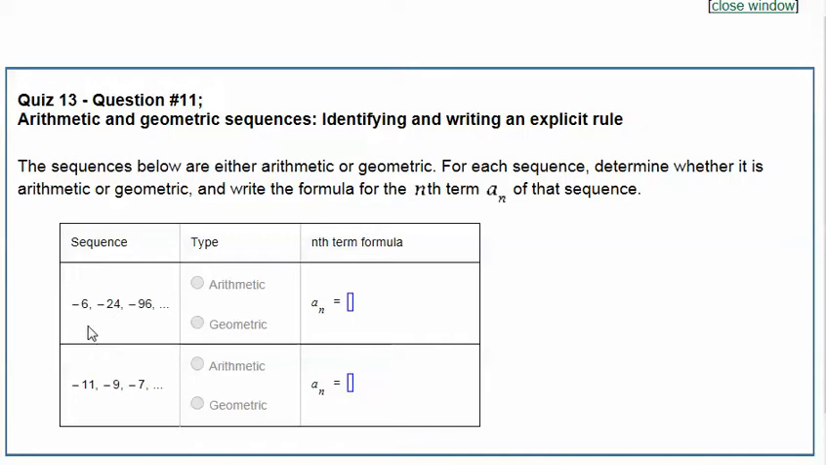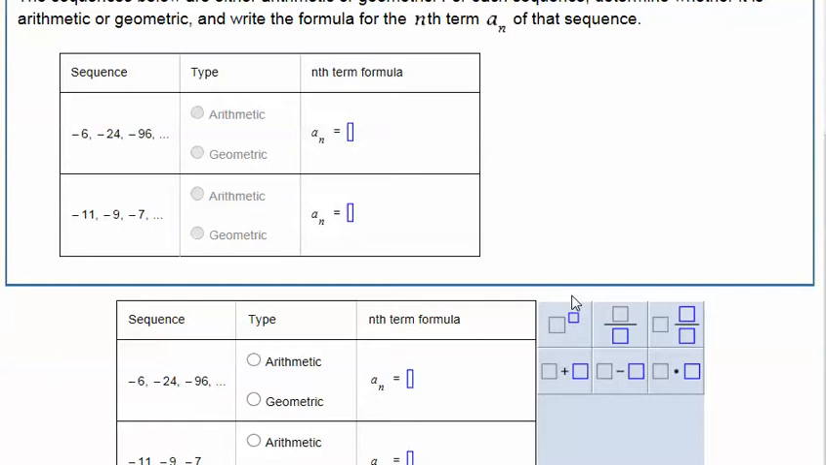So let's do this one first. -6, -24, -96. That's being repeatedly multiplied by 4, so I know that's going to be a geometric sequence. This one, going from -11 to -9 to -7, is being repeatedly added, so I know that's an arithmetic sequence. This one's geometric, this one's arithmetic.